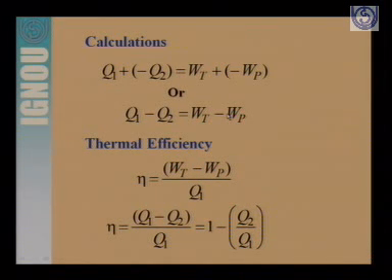Now if we consider the thermal efficiency, as we all know, the definition of efficiency is output by input. What is the net output? That is WT minus WP, and the net input into the system is Q1, that is heat supplied to the system. So the efficiency is equal to Q1 minus Q2 by Q1. Finally we get the efficiency equal to 1 minus Q2 by Q1.